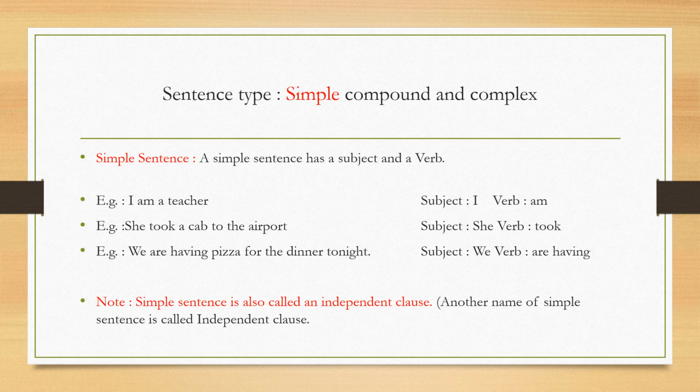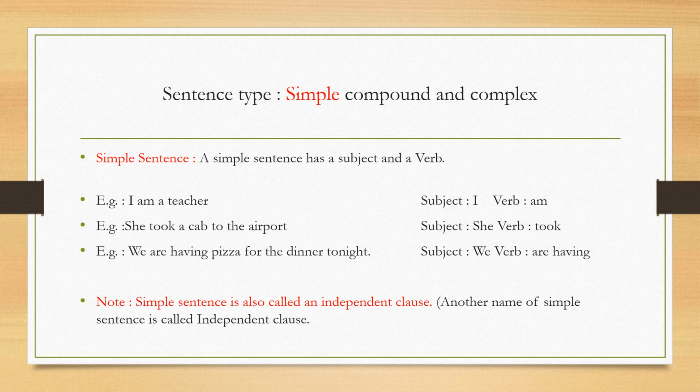Simple sentence. What is a simple sentence? A sentence that has a subject and a verb is known as a simple sentence. Look at the example. I am a teacher. Here the subject is I and the verb is am. Example number 2. She took a cab to the airport. Here she is the subject and took is the verb. Example number 3. We are having pizza for dinner tonight. Here the subject is we and the verb is are having.